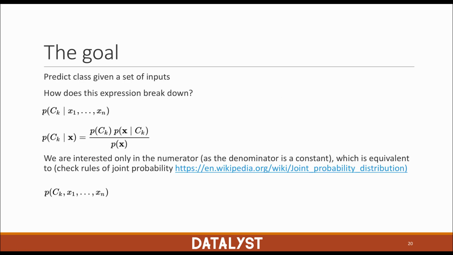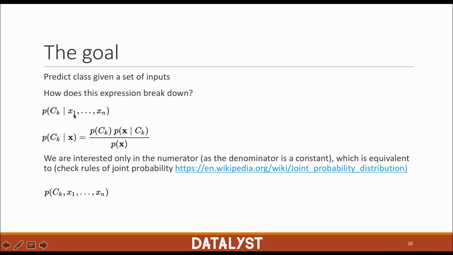Naive Bayes is a classifier, so what's our goal? Our goal is to predict the class given a set of inputs. So given the previous expression, how does this break down in our case? We have the probability of a class, could be 0, 1, or again spam or ham, for example, given a set of data.